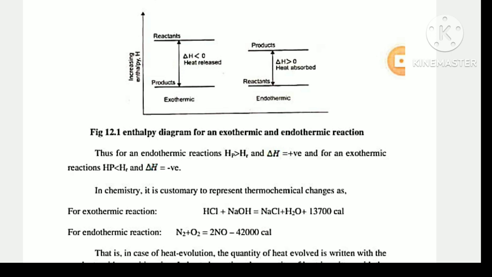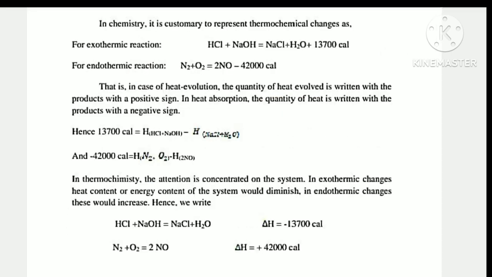plus H2O plus 13,700 calorie. For an endothermic reaction: N2 plus O2 is equal to 2NO minus 42,000 calorie. That is, in the case of heat evolution, the quantity of heat evolved is written with the products with a positive sign. In heat absorption, the quantity of heat is written with the products with a negative sign.